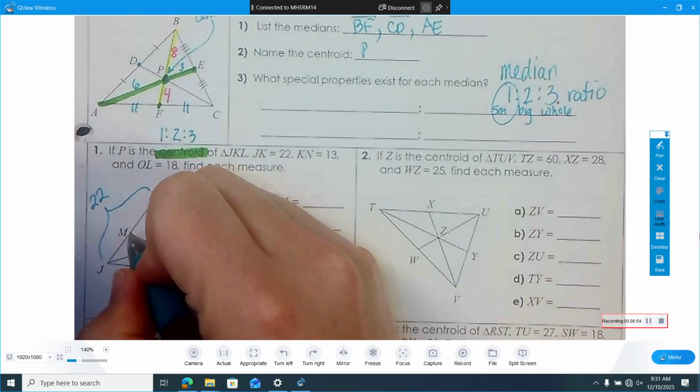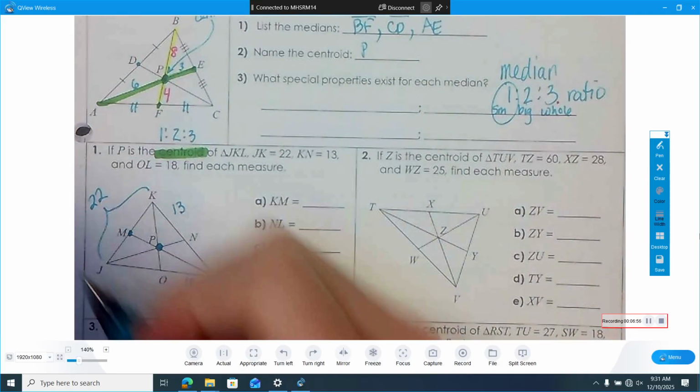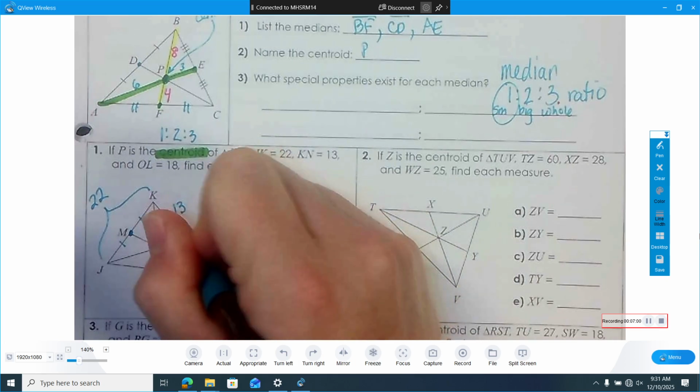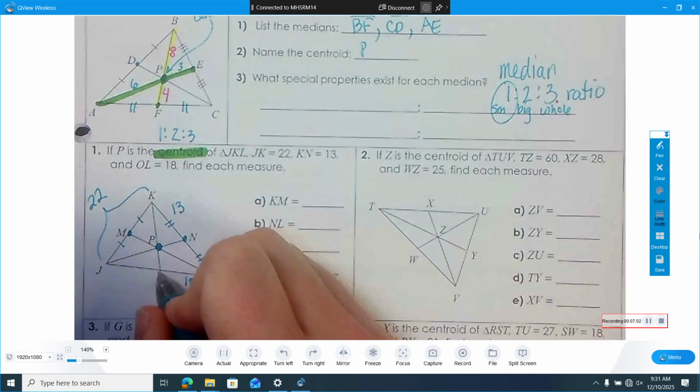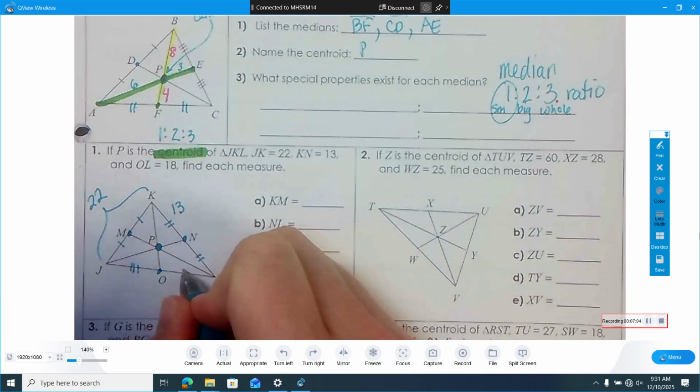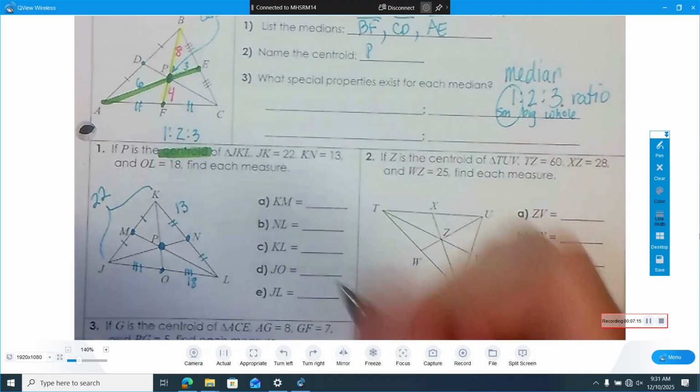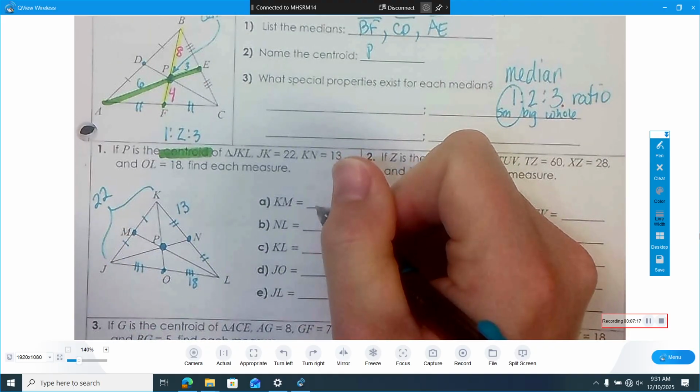Okay, so the centroid divides the medians into a ratio of 1 to 2 to 3. But we also know that medians connect midpoints. And so we have midpoints all the way around. And that's important to mark as well. We have midpoints all the way around the outside of our triangle. So I have labeled my picture. I have marked everything I can mark up. And I want to find KM.